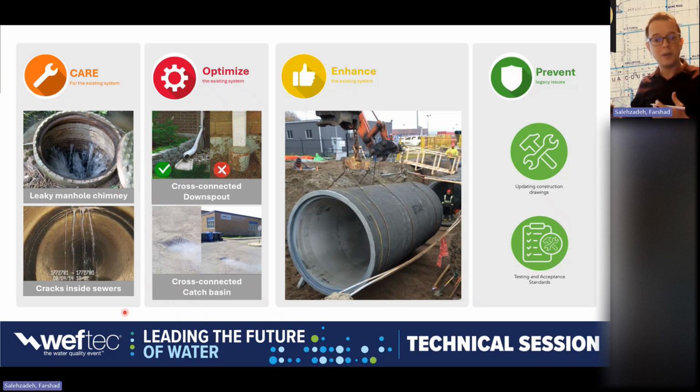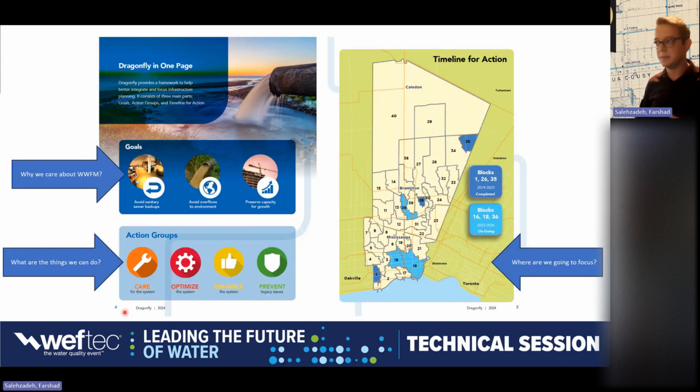And that's when you go to enhance. We've always looked at our system from the growth perspective, but now we've included via the Dragonfly the lens of ensuring wet weather into it as well. And that sometimes results in us needing to build bigger infrastructure, additional pipes and whatnot. And the last pillar is to prevent legacy issues. We want to make sure that every lesson that we learn along the way is incorporated into our ongoing business as usual, so that we don't repeat them on an ongoing basis.